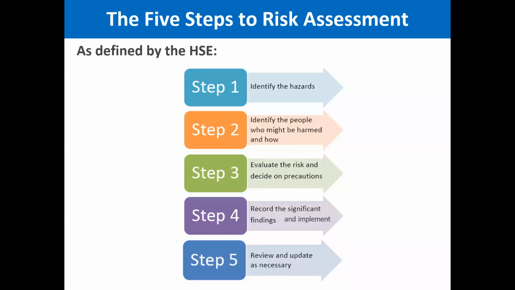Step number 4 is to record the significant findings and implement them. Once you have carried out your risk assessment and identified the hazards and the required precautions, you need to propose controls and then implement those controls and findings. And finally, step number 5 is to review and update when necessary. So these are the 5 steps of risk assessment. Now let's discuss these one by one.